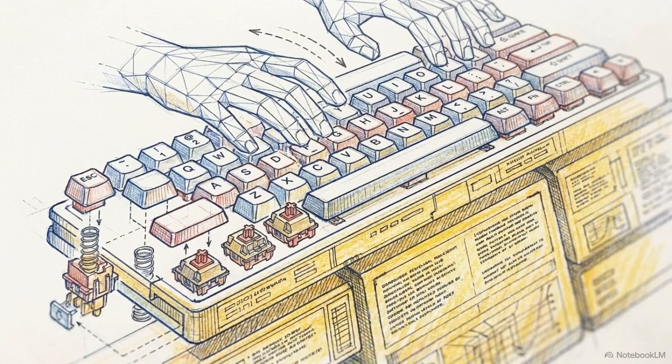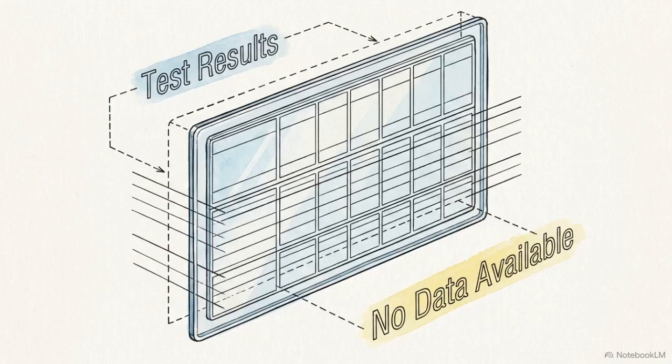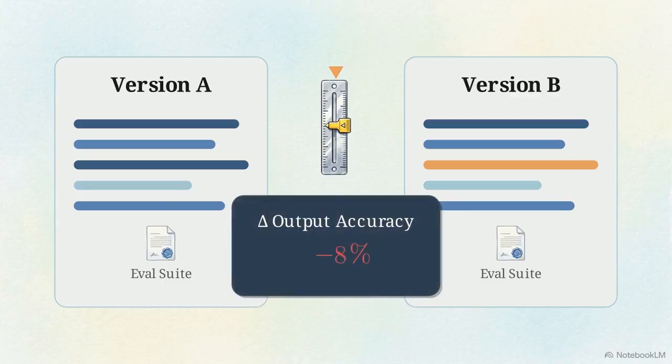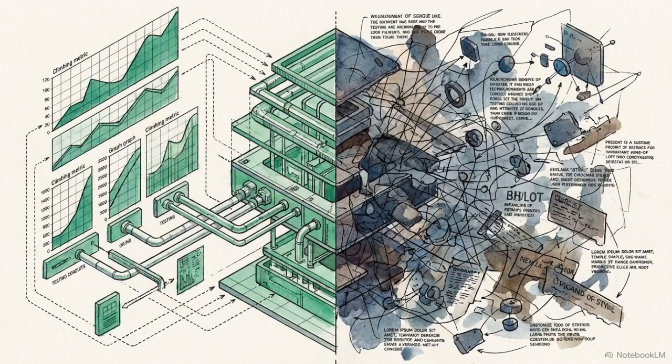The common reflex is to try and fix this failure with better prompt engineering, but prompts alone cannot close the deployment gap. The actual cause of production failure is the absence of a systematic framework used to measure whether a change made the output quality better or worse. Every modification made without a measurable baseline constitutes a guess, moving the process away from the rigor of engineering.